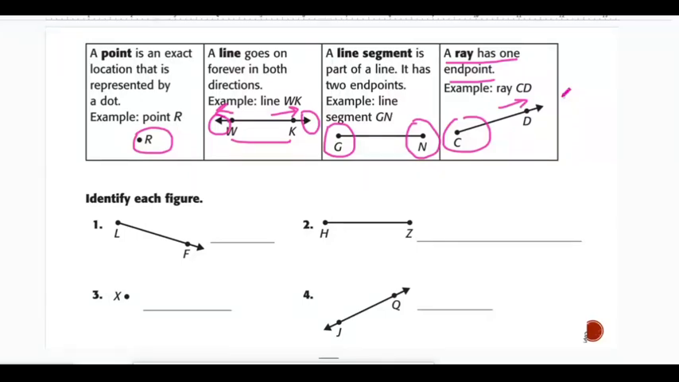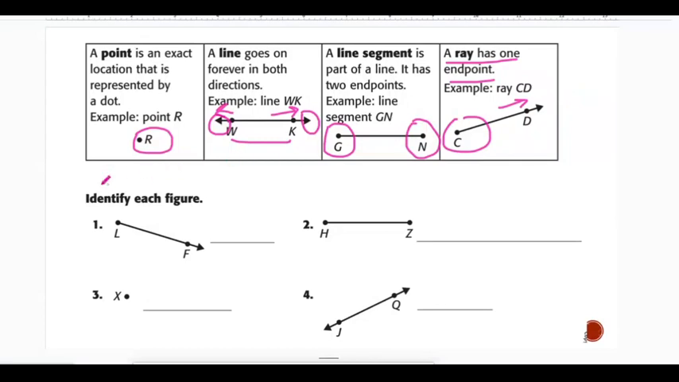So, these are the four terms that we need to understand. A point is only one dot, a line has no endpoints. It's continuous. It will move right and left side. It will never end. There is no end point for a line. A line segment has two endpoints on both ends. A ray has only one endpoint, and the other side will continue to grow.